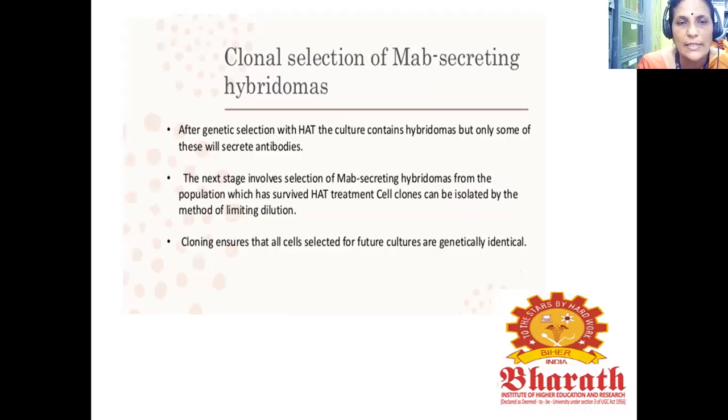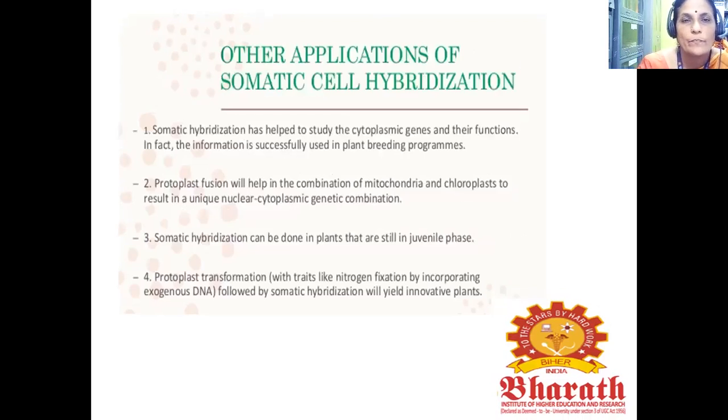After genetic selection with HAT, the cell culture contains hybridomas, but only some of these will secrete antibodies. So the next stage involves the selection of mAb secreting hybridomas from the population which has survived HAT treatment. Cell clones can be isolated by the method of limiting dilution. The cloning ensures that all cells selected for future culture are genetically identical.